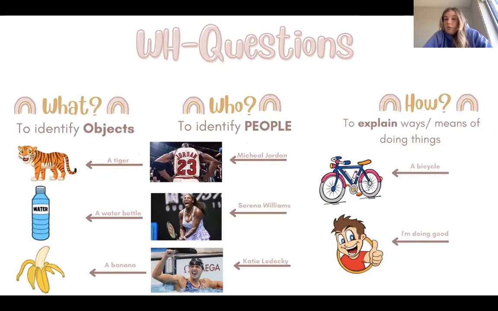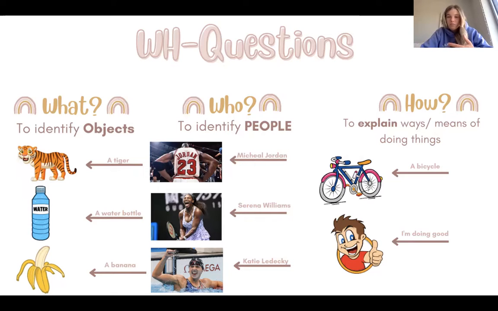Then the next three questions would be what, and what is used to identify an object. So what is the animal on the screen? It's a tiger. The next one, what is that? It's a water bottle. And then we have a banana. The question who would be to identify people. So who played for the Chicago Bulls? Michael Jordan. Who is this tennis player? Serena Williams. And who is the swimmer? It's Katie Ledecky.